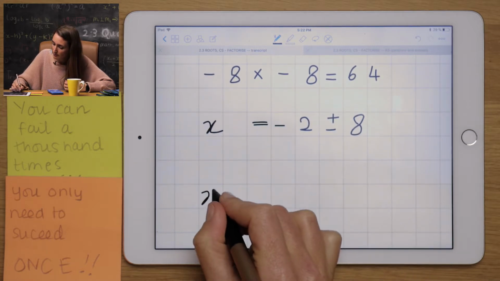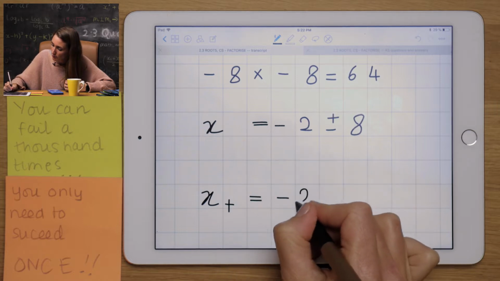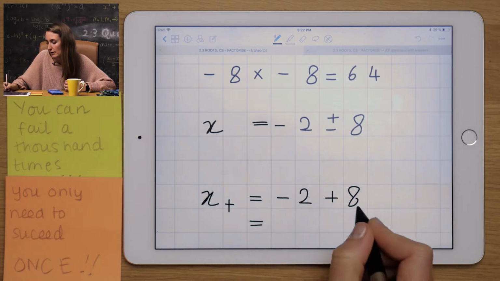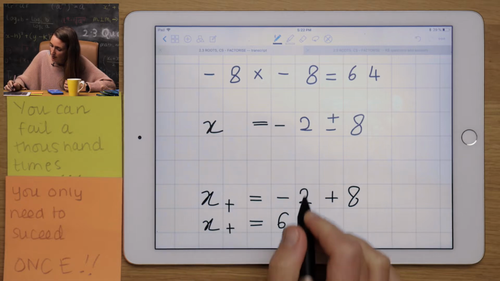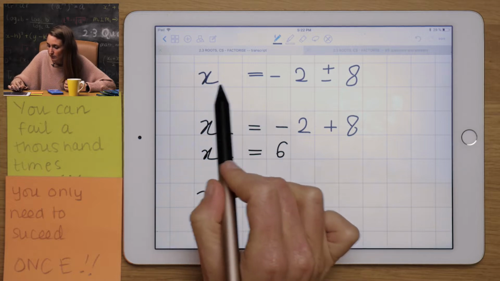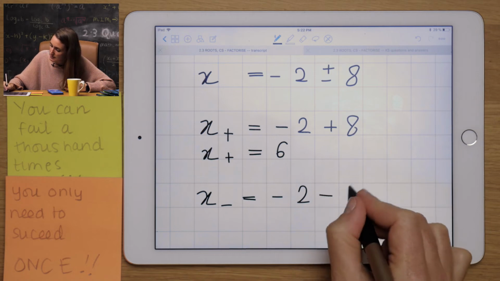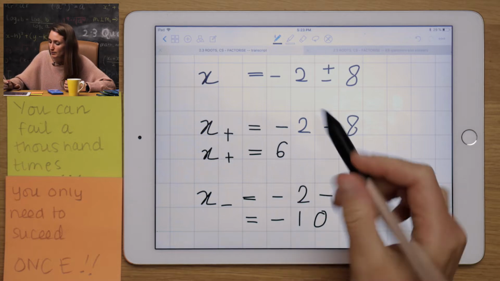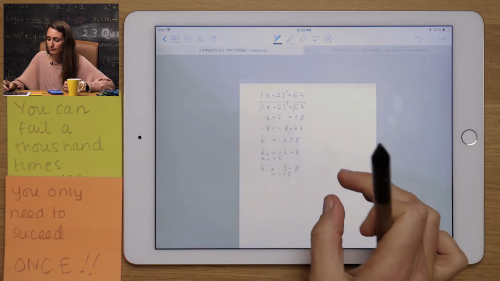So I'll get two answers here. I like to call this x plus. I'll get minus 2 plus 8, which is 6. That's my first answer. And my second answer will be using the minus. So in this situation, I'll do minus 2 minus 8, which is minus 10. So those will be my two solutions obtained from completing the square.